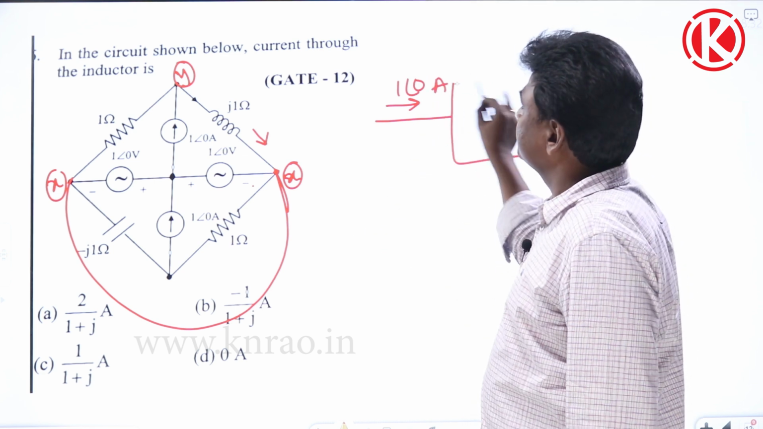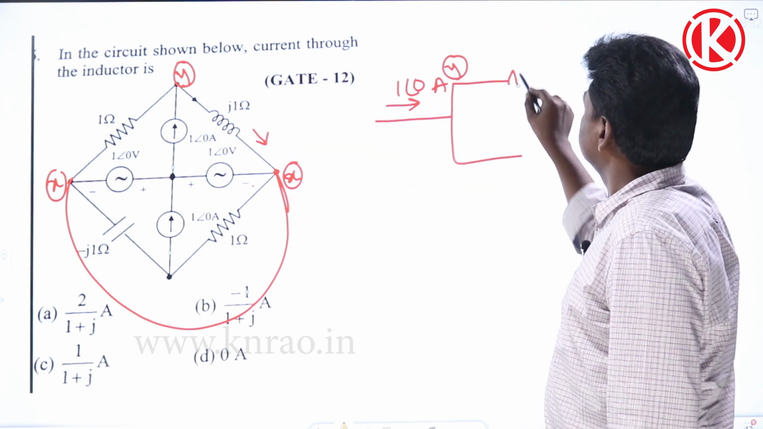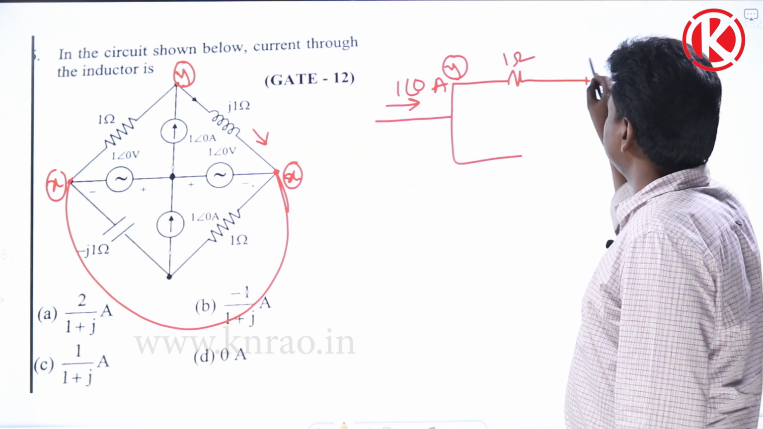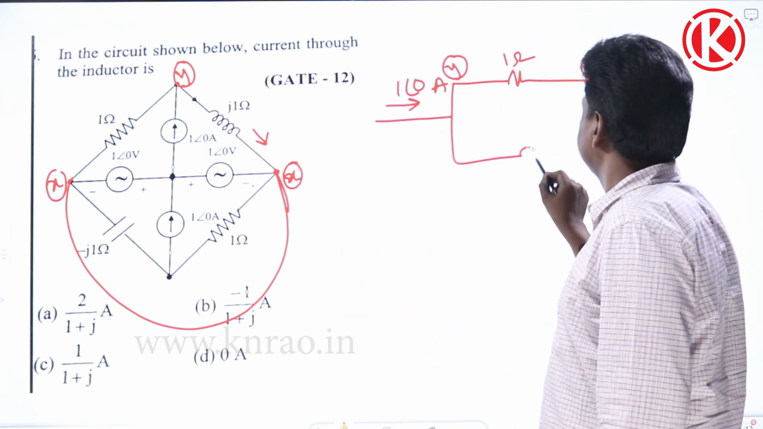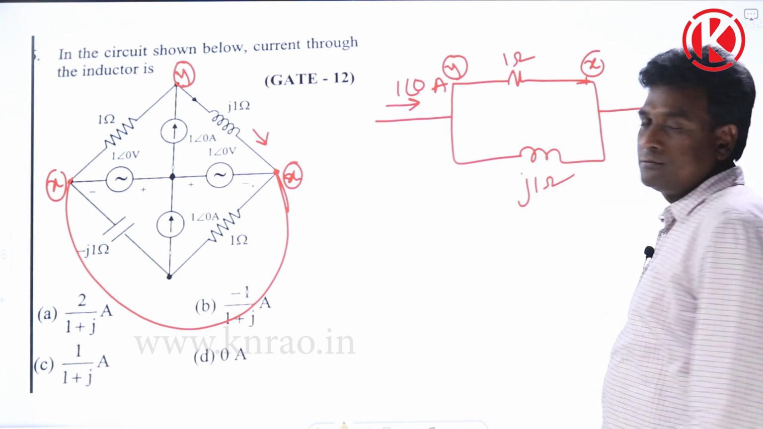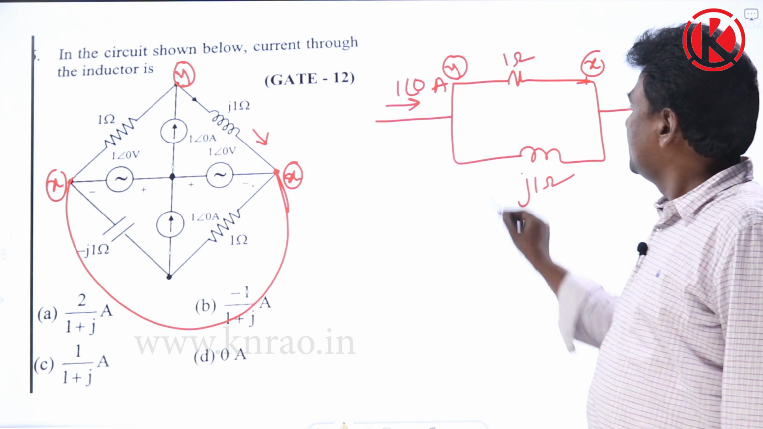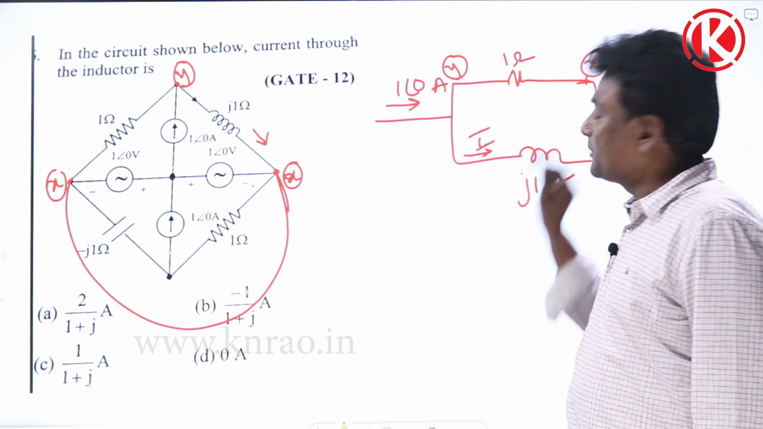And this is Y terminal. And from Y to X, 1 ohm, this is X, and again Y to X, j1 ohm, in combination. So if they are asking current flowing through this, or maybe RMS value.